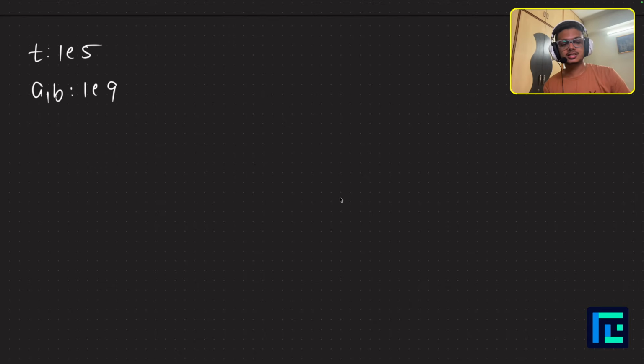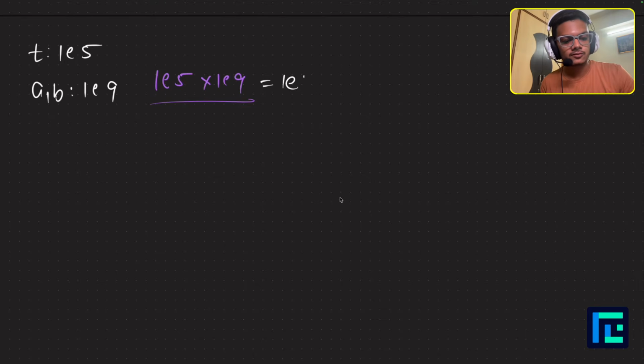Even if you just try to iterate through all the values from 1 to 1e9, maybe simulating the process of subtracting 1, 2 or 2, 1, the total time complexity will become 1e5 into 1e9. Eventually you'll have to assume that in one operation you'll be able to reduce by just 1. So even if you think about the brute force of simulating the algorithm in some way, you will have 1e5 into 1e9, which turns out to be 1e14, right?